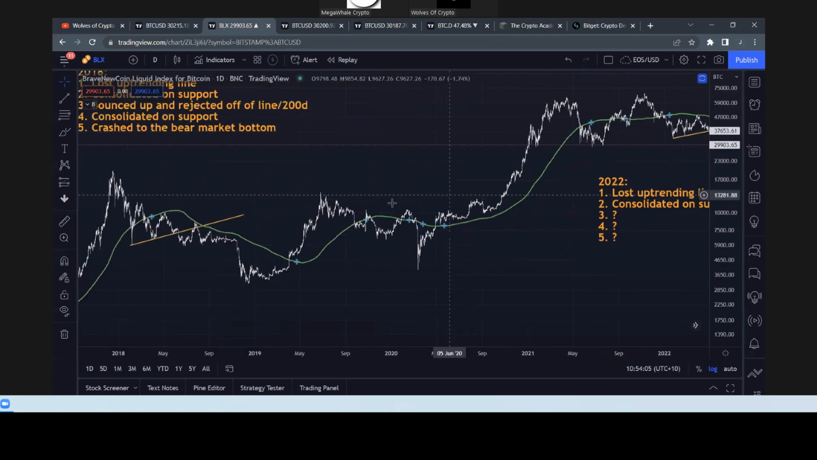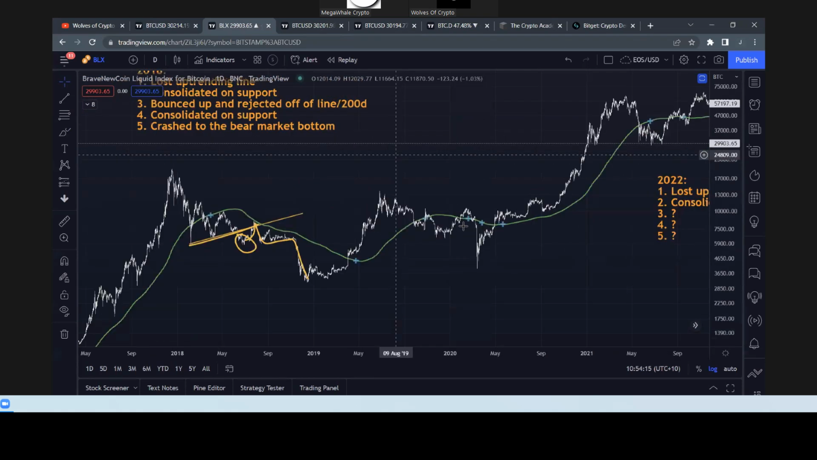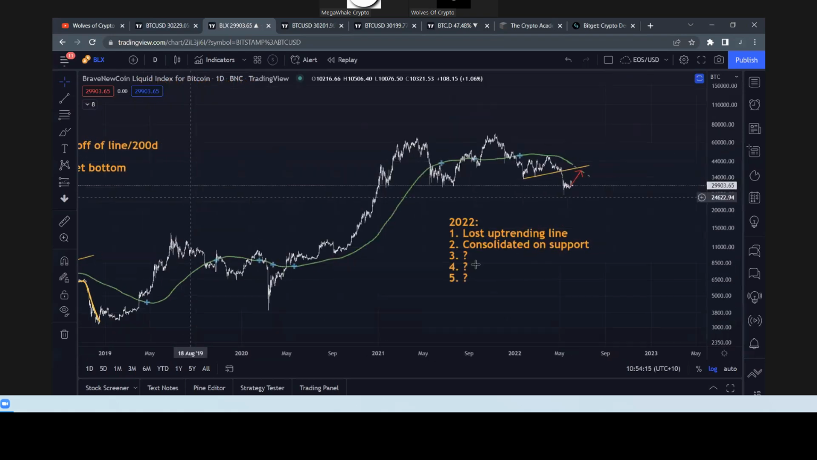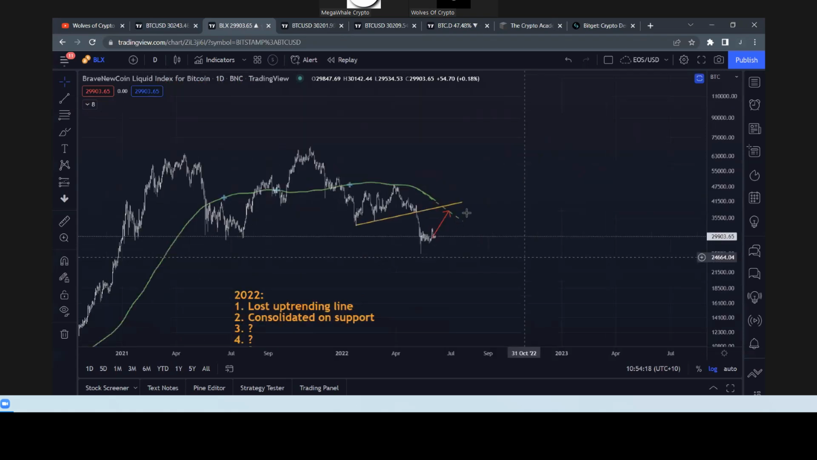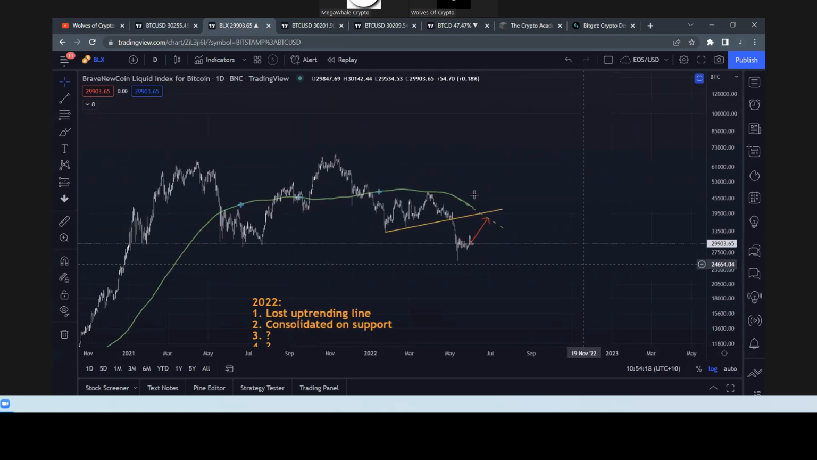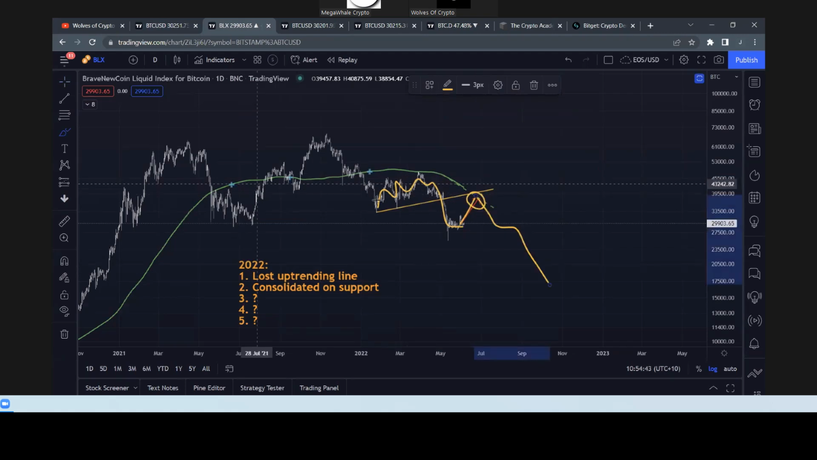So again, we formed an uptrending line, a very distinct uptrending line. It's impossible to miss. Drop below it. We're seeing that consolidation below it. And if we do break above 32, 32.6, we will most likely be seeing a bounce to around the 200-day SMA, rejection off of that, come down, a bit more consolidation, and a drop down to the bear market bottom. That's if we do see a break above the local range we're seeing now.